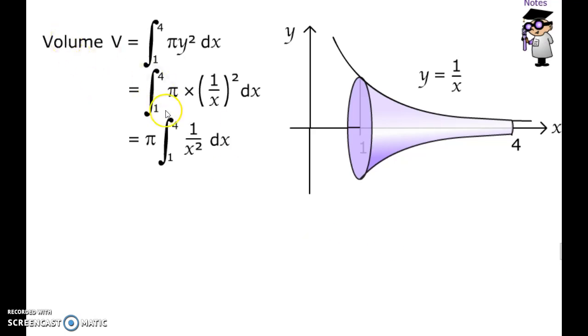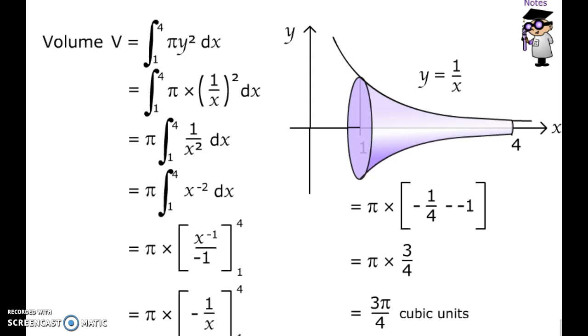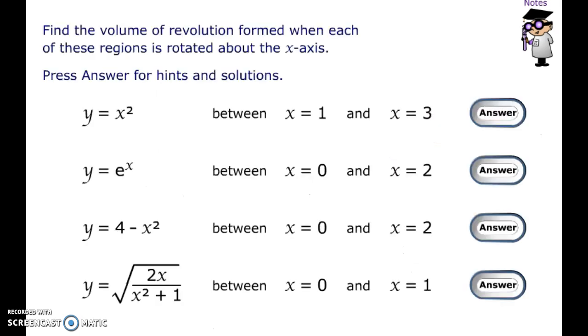So this is the volume of the solid of revolution for this function from 1 to 4. You can simplify this: x raised to the power minus 2, using the basic rule of integration, and you find the value is pi times 3/4 cubic units. Here are some questions; you can pause this video to solve them.